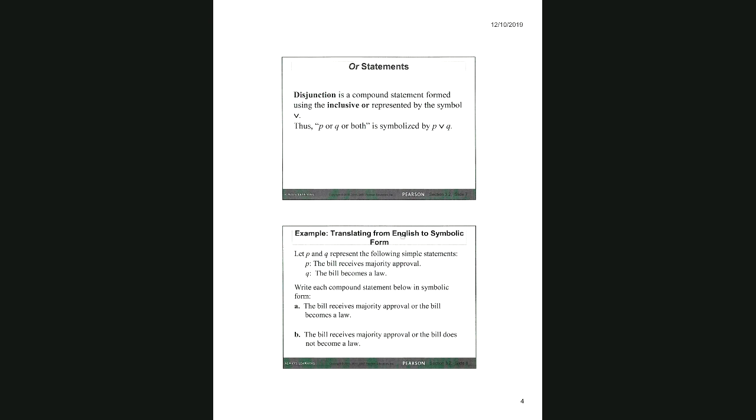Let P and Q represent the following simple statements. P, the bill receives majority approval. Q, the bill becomes law. So we want to write this in symbolic form. We're going to use or. So the bill receives majority approval, that's P, or, so we use the V, the bill becomes law, Q. The bill receives majority approval, that's the P, then we have the word or. The bill does not become law, so we put a squiggly line in front of Q.